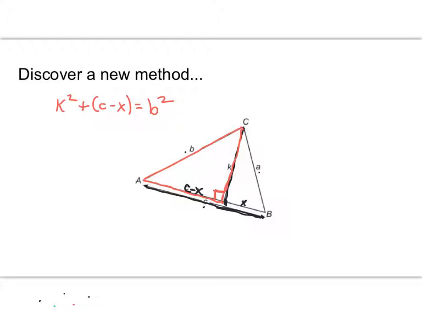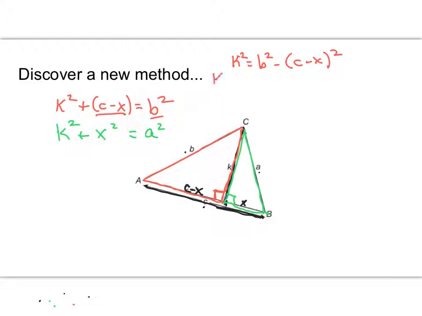Now I'm going to do the same thing for the other triangle. Here's my other triangle. Here's the right angle. And k squared plus x squared, my two sides, equals a squared. You'll notice that both of these equations have k squared in them. So I want to solve for k squared, and I'm running out of room over here, so I'm going to write up here. The first equation, k squared, if I subtract (c minus x) squared from both sides, I end up with k squared equals b squared minus (c minus x) squared.